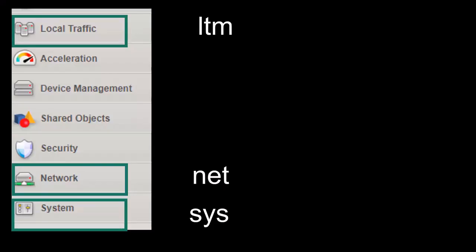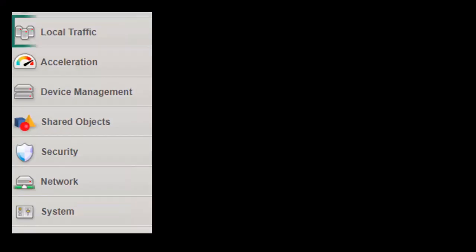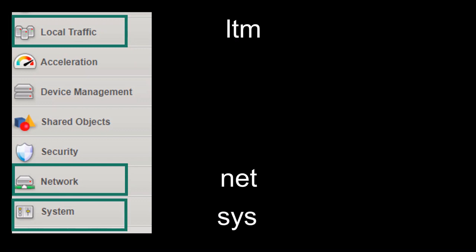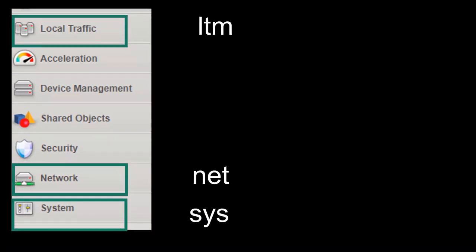Local traffic in CLI terms is called LTM. You have to remember this word LTM when you use the CLI. When we talk about network, it is named NET. And when you talk about system, you can make a guess. What could it be? It's sys. These are the words that you have to use in the CLI.